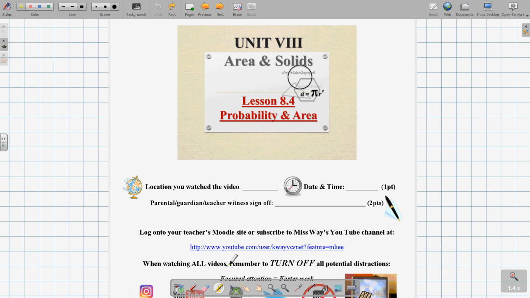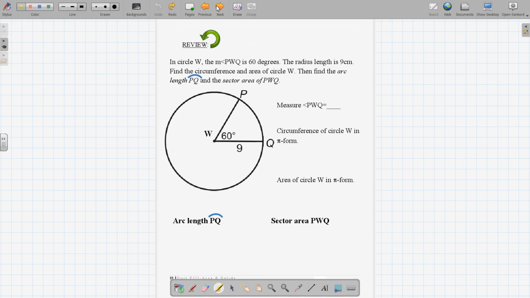Don't forget a date, time, location, as well as a parent or guardian sign-off. For this problem, I'd like you to read it out loud. You're going to do this entire page on your own. Pause the video, restart when you're ready to go.